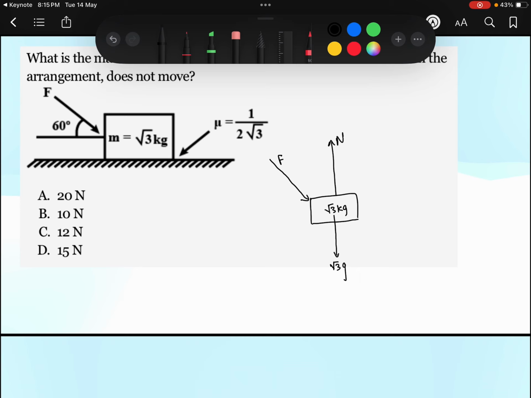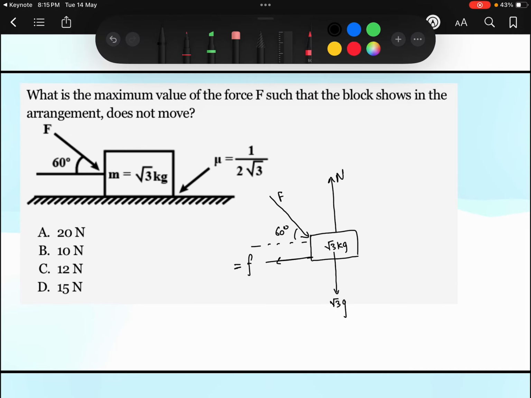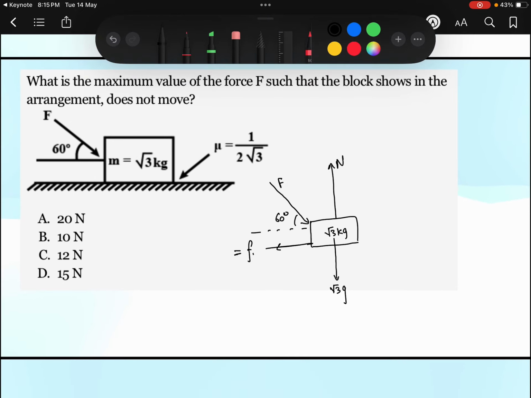The value of this F we have to calculate, and this angle is given with the horizontal, that is 60 degree. And also there will be some friction force f. Since we have to keep the block stationary, we will take the static friction, that will be equal to mu into N. Okay, and the value of mu is given like this. Now if I resolve this force F into components, the horizontal component will be F cos theta, that means F cos 60, which is F by 2. Similarly, the vertical component in the downward direction will be F sin 60, that means √3 by 2 F.